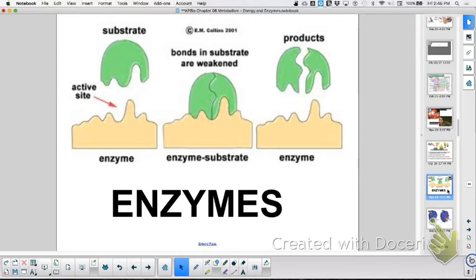Now, the specific part of the enzyme that is key is called the what? Active site. And the active site is specific to the substrate. If you change the active site in any way, you will change that enzyme's functionality, because if it can't bind to the substrate, it can't help facilitate any reactions. So controlling the active site is key.